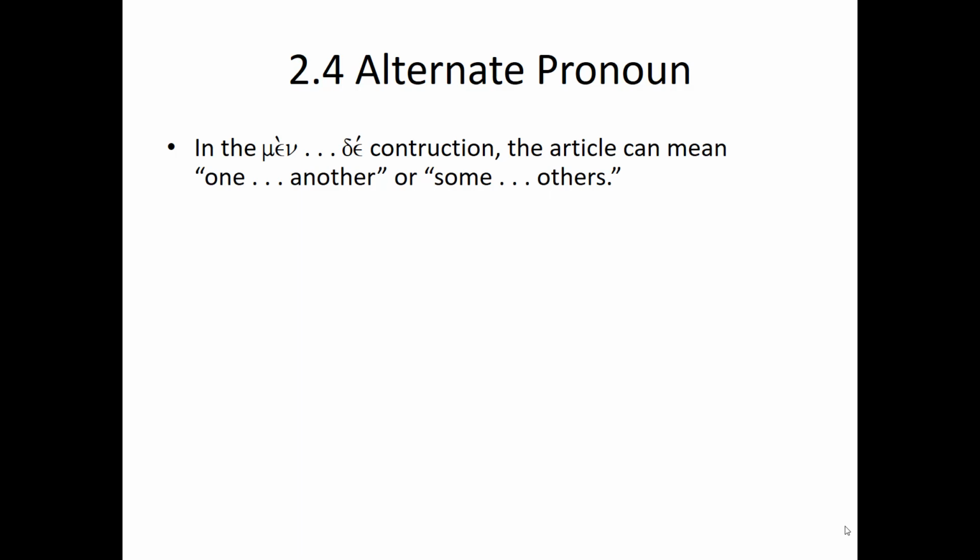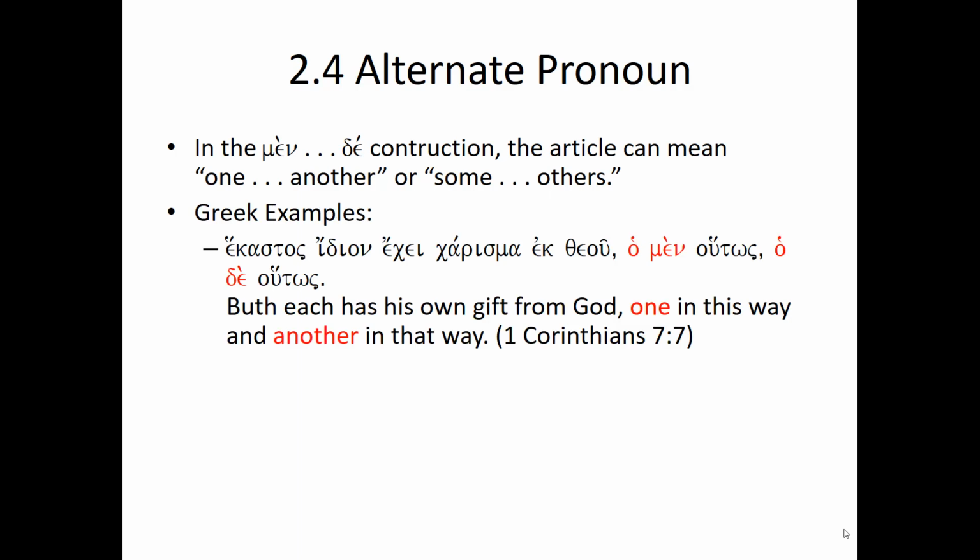The article can also function as an alternate pronoun: one, another, or some, and others. Now, this is also in the men, de construction, and so you could view this as a subcategory of the article as a personal pronoun. I think it's probably worth splitting it into a separate type of example where you have this one, another idea, or some, and others. 1 Corinthians 7:7, hekastos idion echei charisma ek theou, ho men houtōs, ho de houtōs. But each one has his own gift, his own charisma from God. Ho men, the one, in this way, houtōs, and another, ho de, houtōs, another in that way.